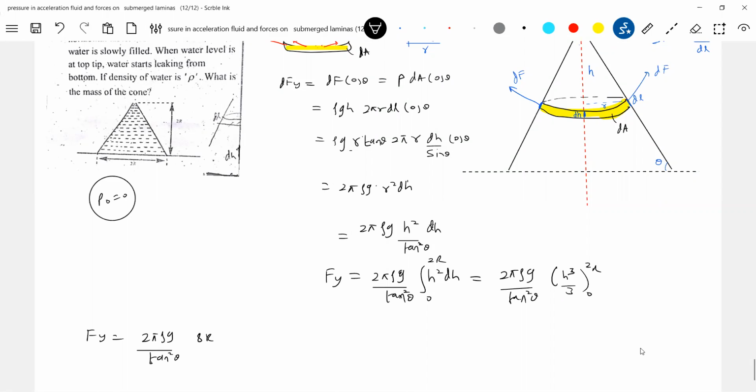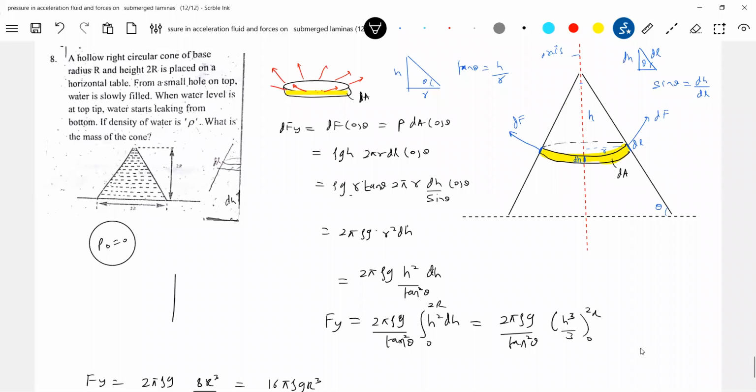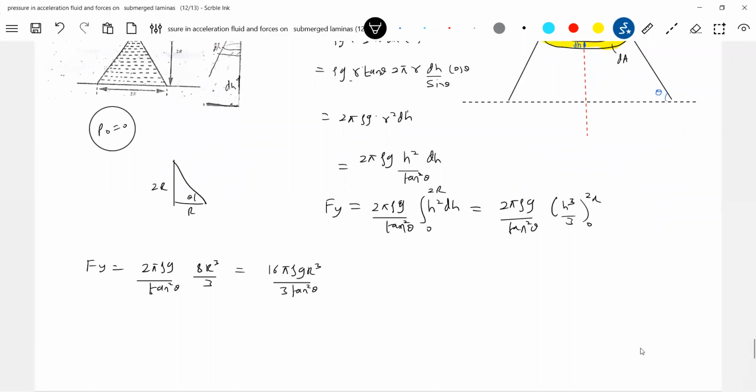Eight r cube by 3. 16 pi rho g r cube by 3 tan square theta. Now what shall I do with this? What is tan theta from the bigger triangle? Tan theta will be 2. So tan square theta will be 4. So substituting this, 4 pi rho g r cube by 3. Okay, I got this. What to do with this value?